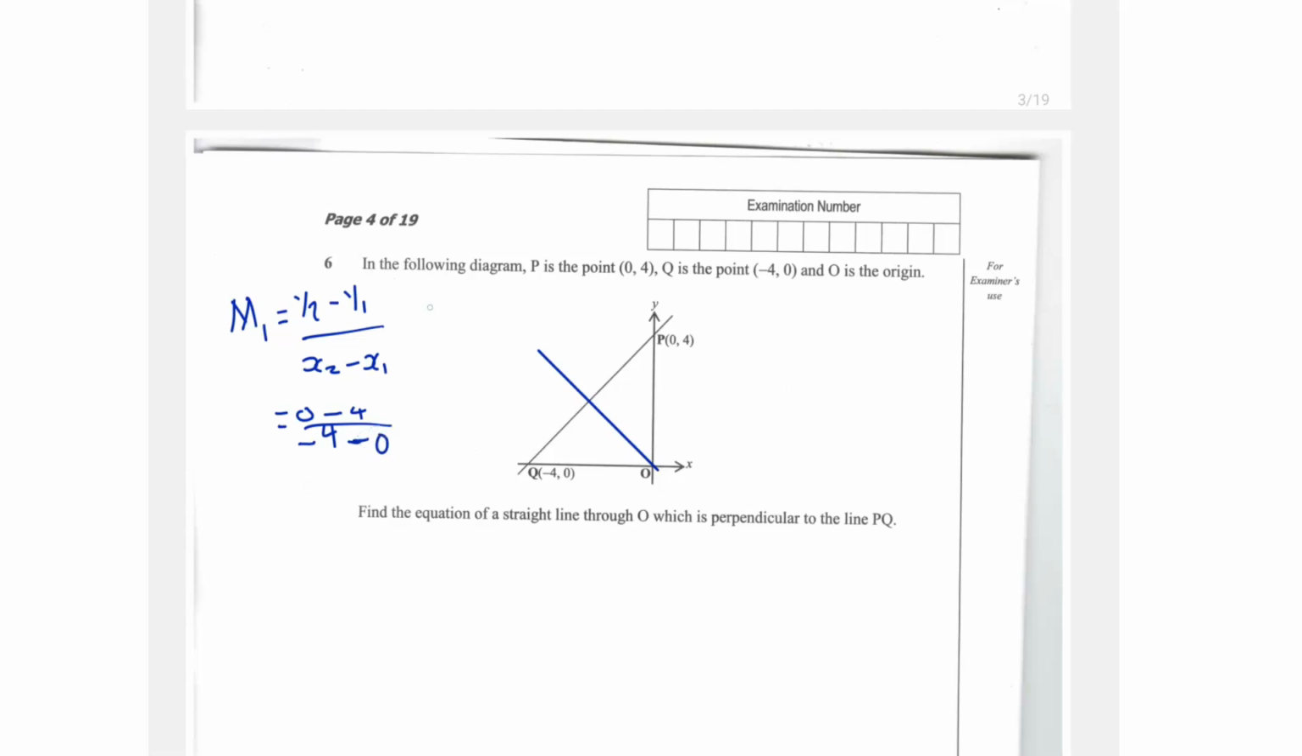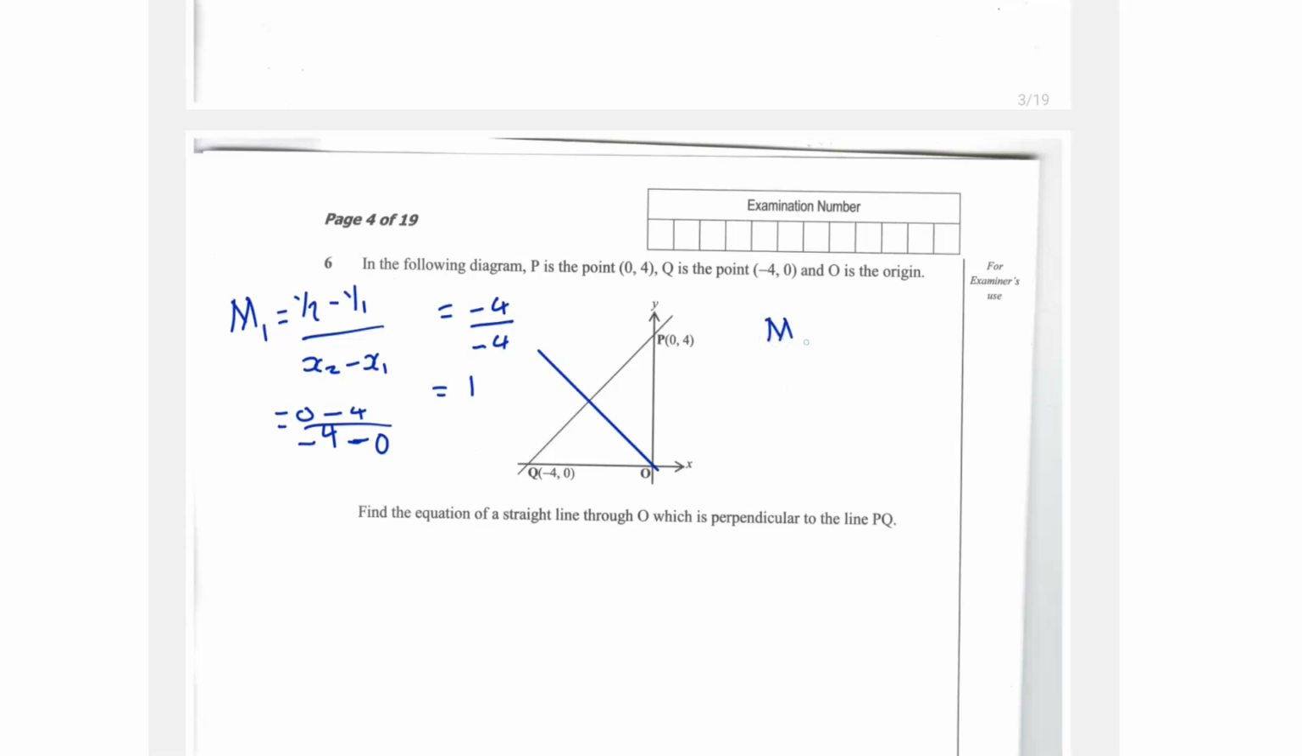So now let's calculate this. This will be 0 minus 4, it will just be negative 4 over, and then negative 4 minus 0, it will just give you a negative 4, and then negative 4 divided by negative 4, what you have is 1. So M1 is 1. So we can use this gradient to find the gradient of this other line that we are looking for.